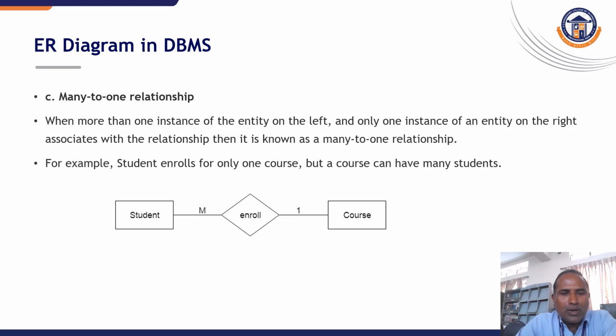When more than one instance of the entity on the left and only one instance of the entity on the right associates with the relationship, then it is known as many to one relationship. For example, a student enrolls in only one course, but the course can have many students.